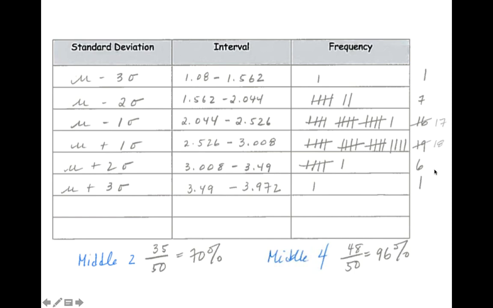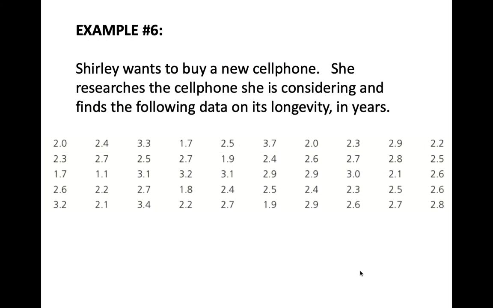So if we analyze this a little closer and look at the middle two, we have 35 out of 50, which is approximately 70%. So that means we're looking at pretty close to 68. And then the middle four, where we're going to add on this one and this one, we're getting 48 out of 50, which is 96%. And again, very close to the normal distribution graph.